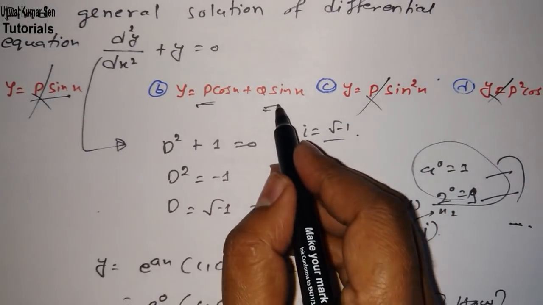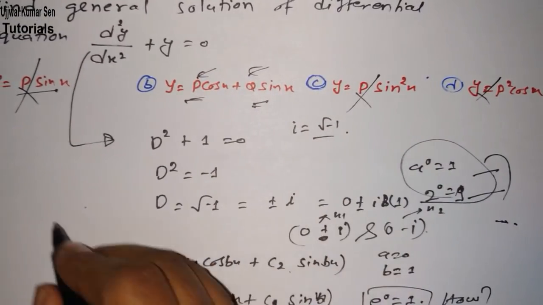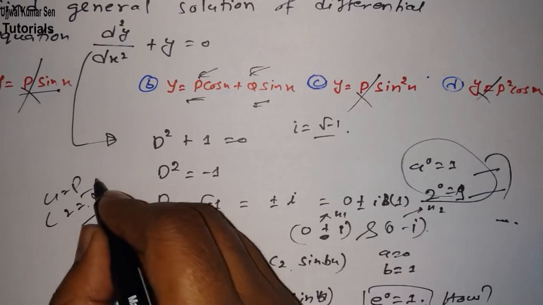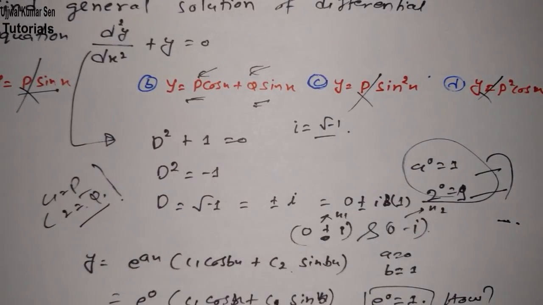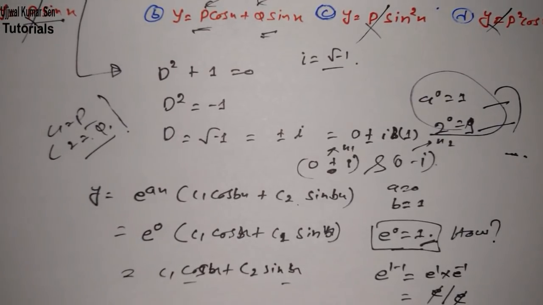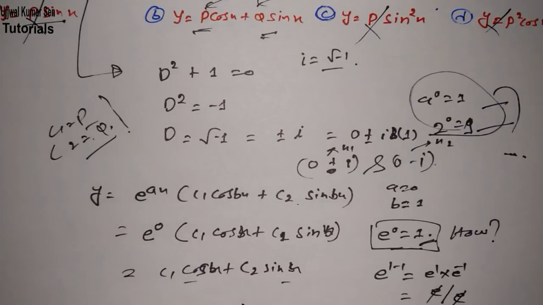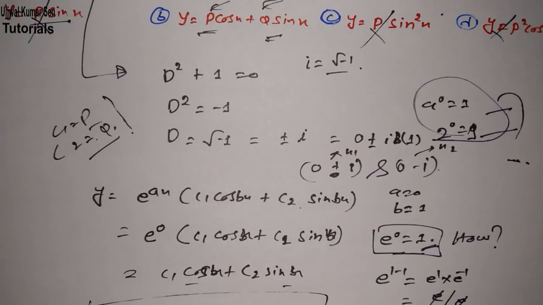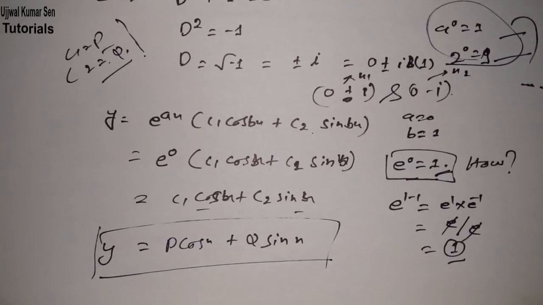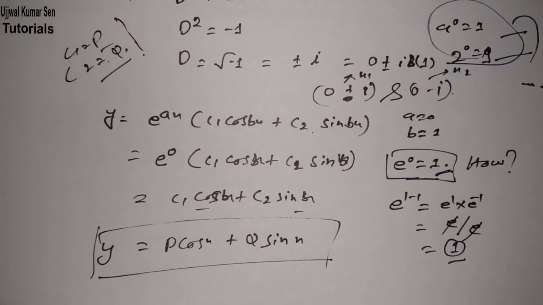Now P and Q, okay, no problem. Here what they said, p and q, that means they are saying c1 is equal to p, and c2 is equal to q. I mean C1 and C2 are what? Constants. What type of constants? These are arbitrary constants. So in place of C1 we can write P cos x, plus in place of C2 we can write Q sin x. So y is equal to P cos x plus Q sin x. Okay, you can read it, right? So this is the question.